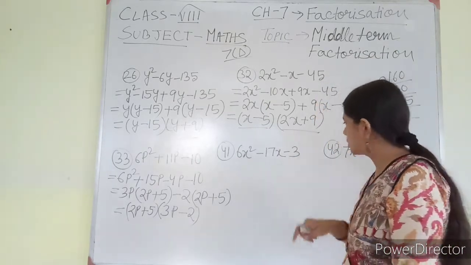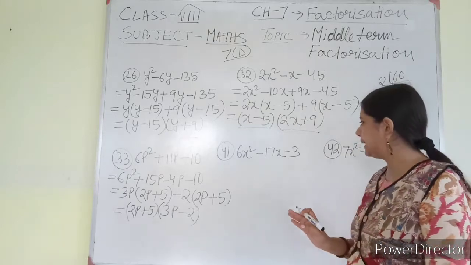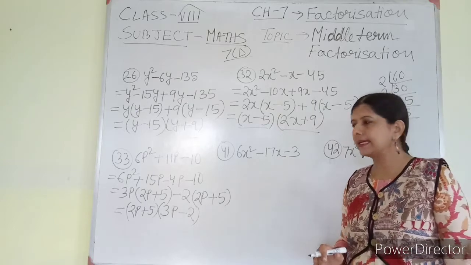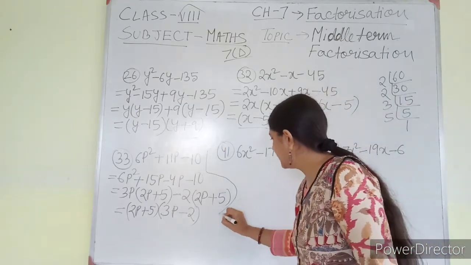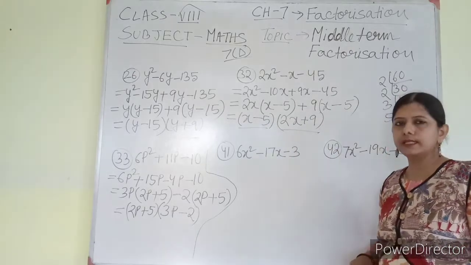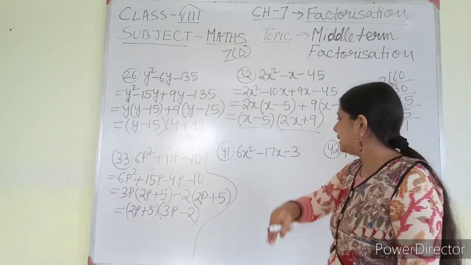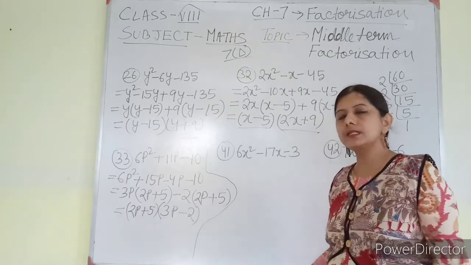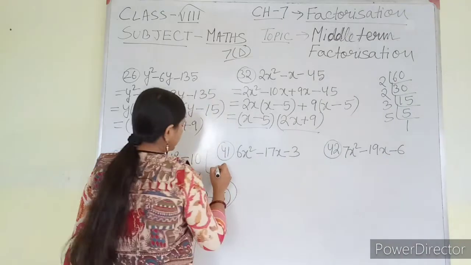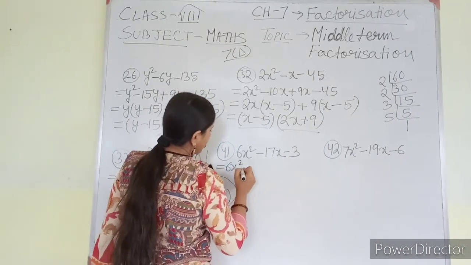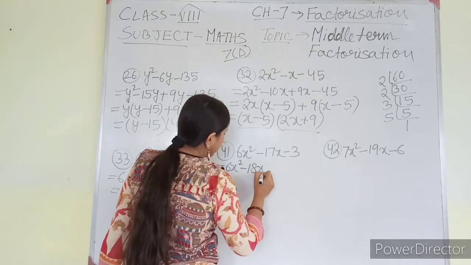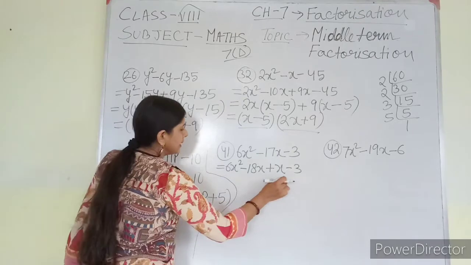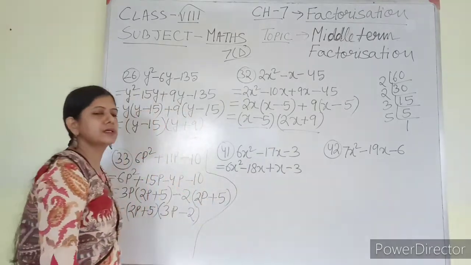So 6 into 3 is 18. I have to divide 18 into two factors so that after adding and subtracting I can get 17. Let me draw a line here so that it does not get mixed up. So 18 into 1 is 18, and 18 minus 1 is 17. So how will I divide it? 6x squared minus 18x plus x minus 3. Minus 18 and plus x will give you minus 17.